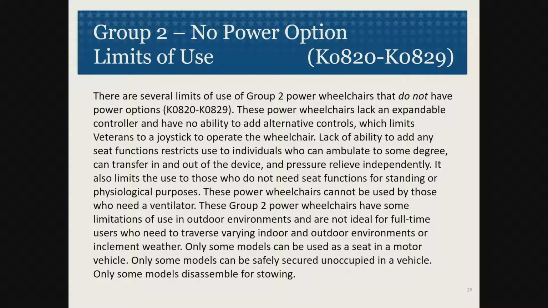We also provide some more detailed descriptions. This is an example of the Group 2 power wheelchairs that have no option to add power seat functions. And I'll break this out into bullets for you to make it easier to read. So this summarizes the limits of using a Group 2 power wheelchair.